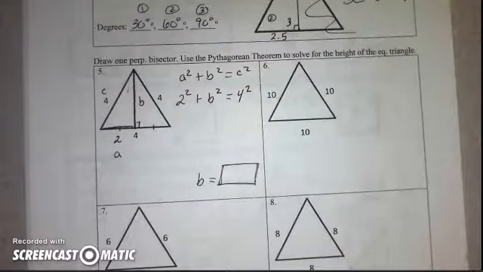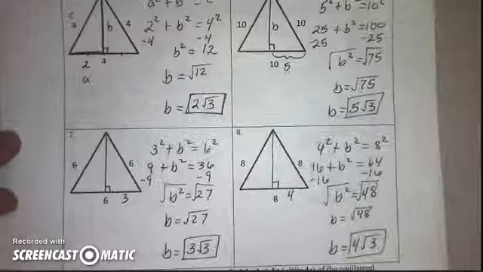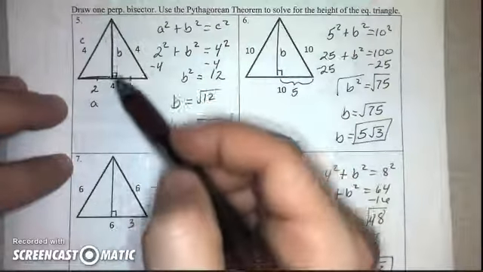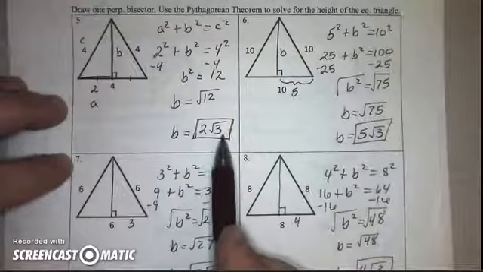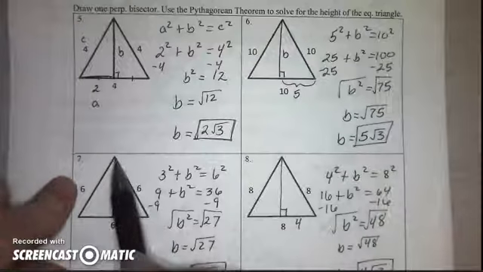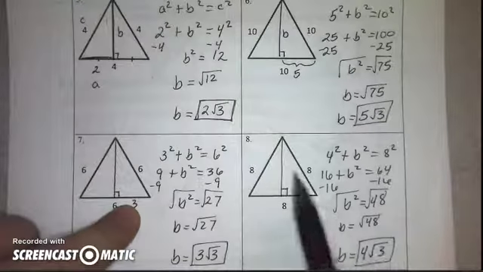All right, these are the results we should get. This line drawn in for B is 2 root 3. This line is 5 root 3. This one is 3 root 3, and this one is 4 root 3.